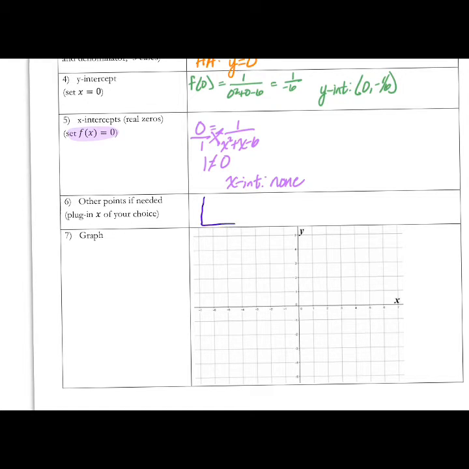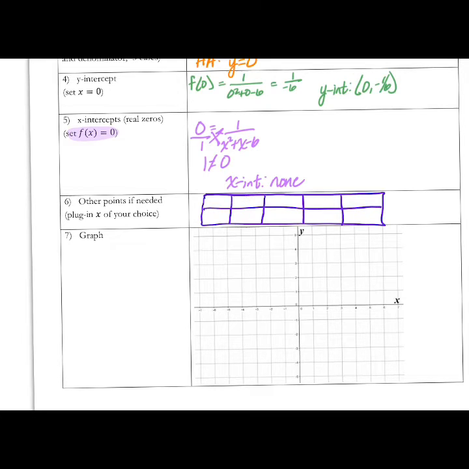So I'm going to draw a little table here. I don't know how many little slots I'm going to need. We'll just leave it there. So I'm going to draw in all the information I just found.